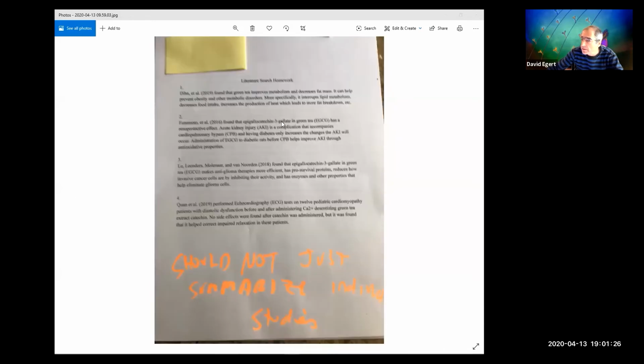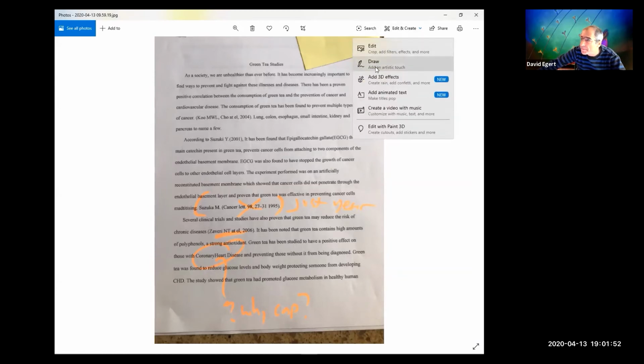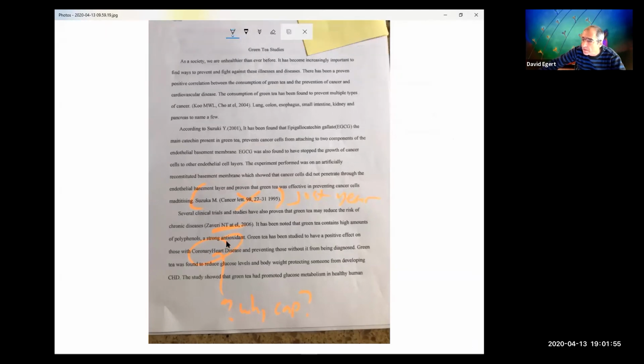Continuing. Yeah, so like I said, you should not just summarize studies. Here, this person got too detailed. The inline references should just be the author and the year. And then here I don't quite understand why they capitalized coronary heart disease and put no spaces in between. Just think about your basic grammar in English when you're doing this kind of stuff.